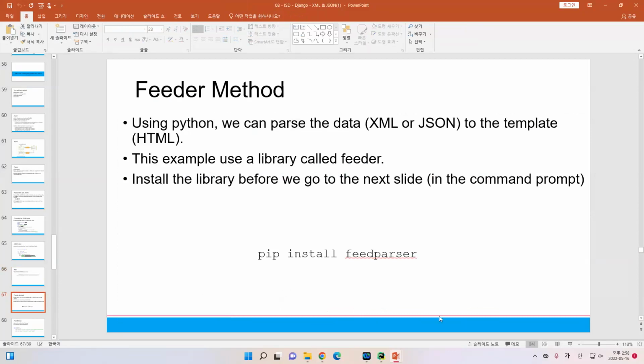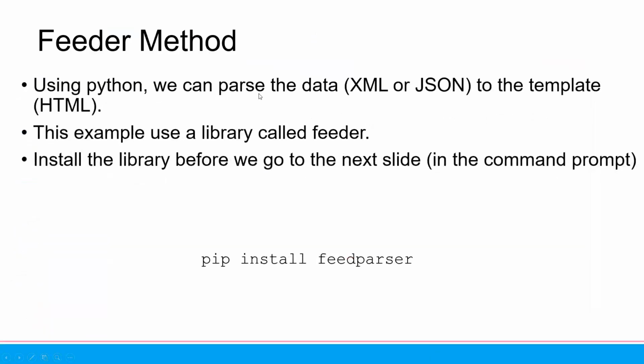Using Python, we can parse the data, XML or JSON, to the template. So I have my JSON file, something.json, and I want to show it on the web in JSON format. You already did that with the previous example. But what if I have XML or JSON and I want to show it in HTML?